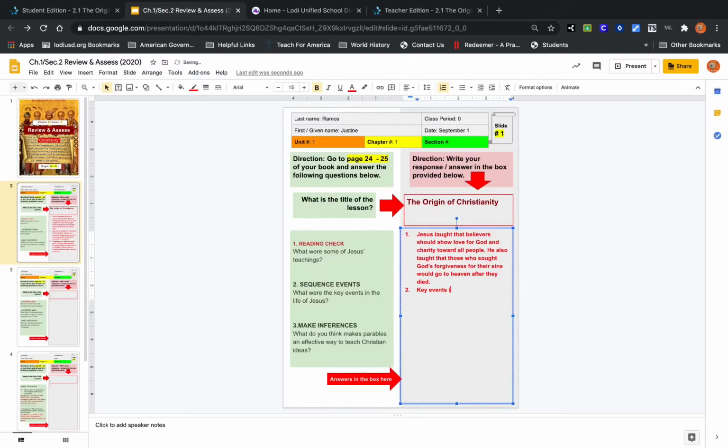So you can just write key events include the following. Born in Judea, worked as a carpenter, began preaching when he was about 30, arrested and executed in Jerusalem. So that's it. You're not writing a lot. You're just identifying the key events in his life. He was born in Judea and he preached around the area and gathered disciples or followers.